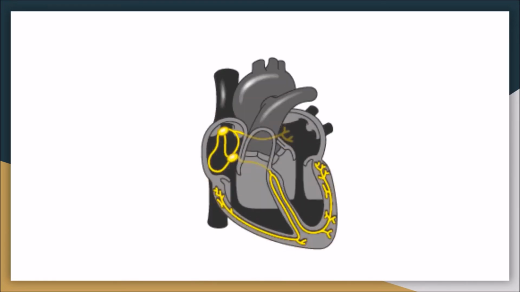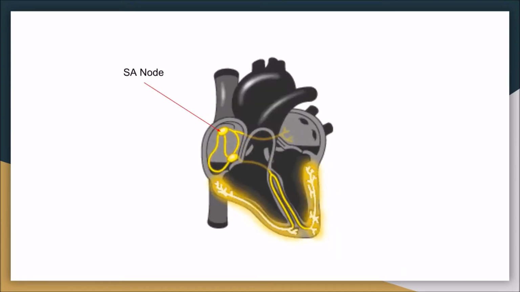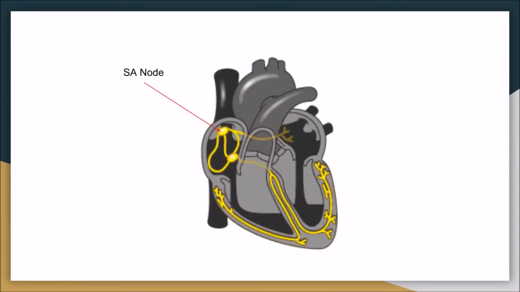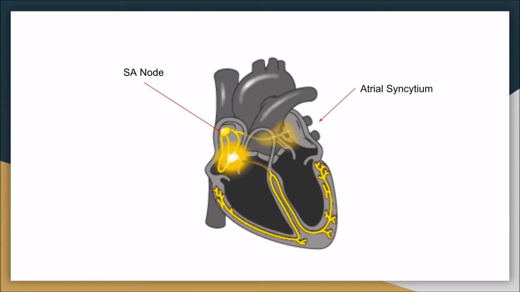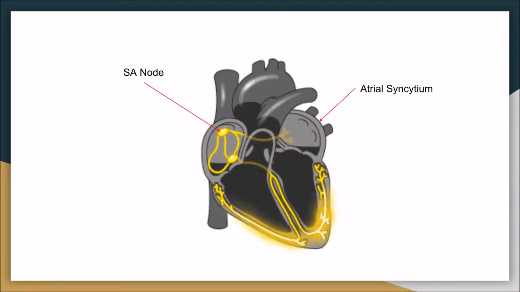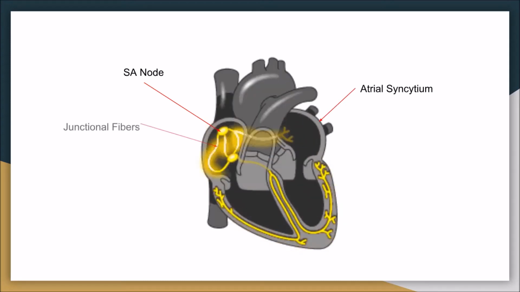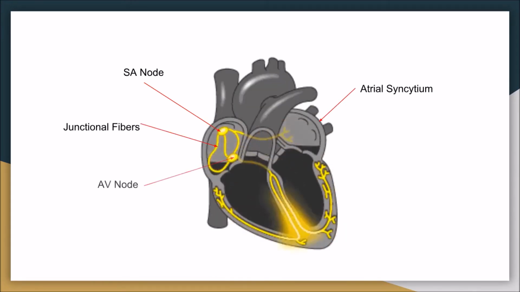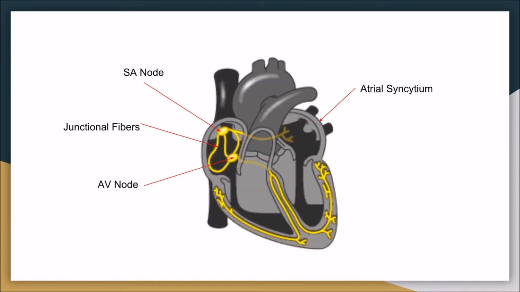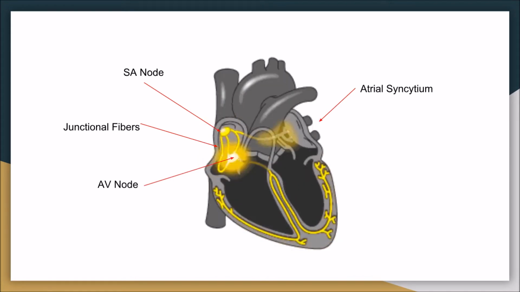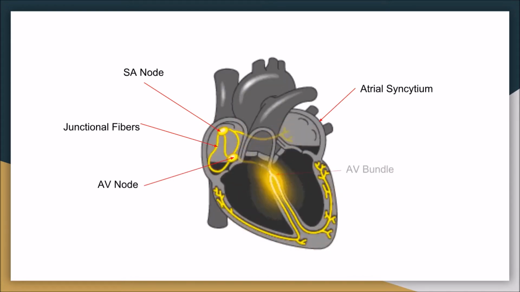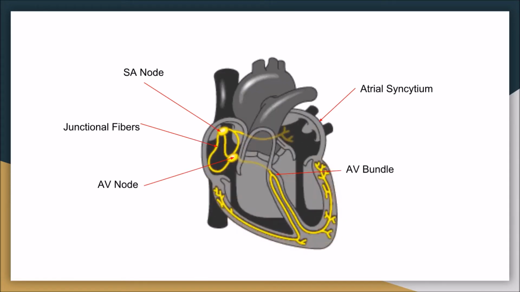The electrical signal starts in the sinoatrial node, or SA node. This impulse travels through the atrial syncytium, which causes the left and right atria to contract. The impulse travels through the junctional fibers to the atrioventricular node, or AV node. The AV node delays the signal and sends it out to the AV bundle, located in the interventricular septum.